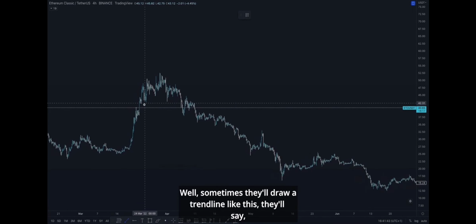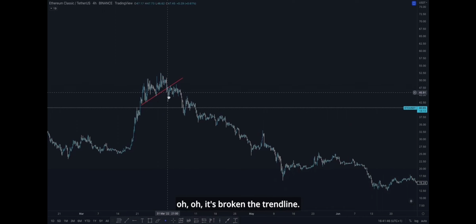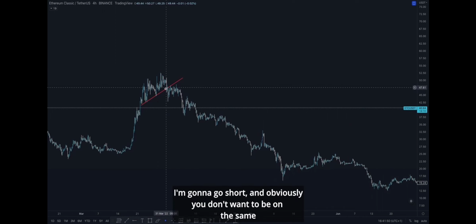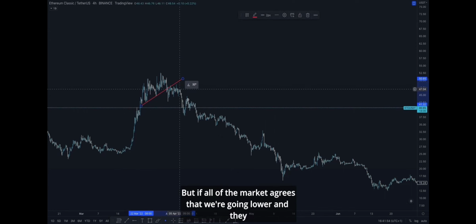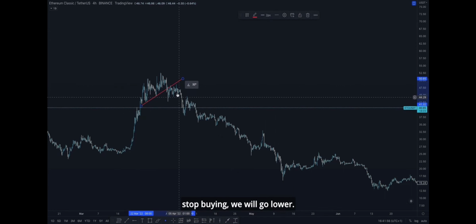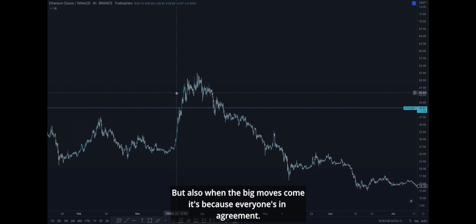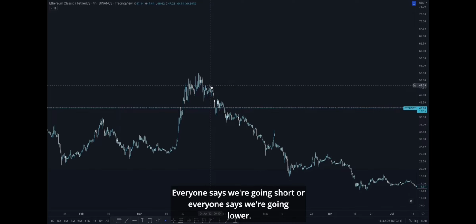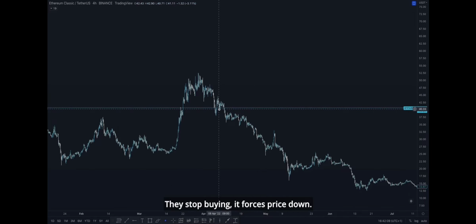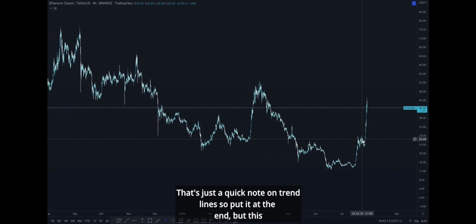Well, sometimes they'll draw a trend line like this. They'll say, oh, it's broken the trend line, I'm going to go short. And obviously you don't want to be on the same side as the market all the time. But if all of the market agrees that we're going lower and they stop buying, we will go lower. You want to be contrarian, but also when the big moves come, it's because everyone's in agreement. Everyone says we're going lower. Okay, they stop buying, it forces price down. That's just a quick note on trend lines to put in at the end.